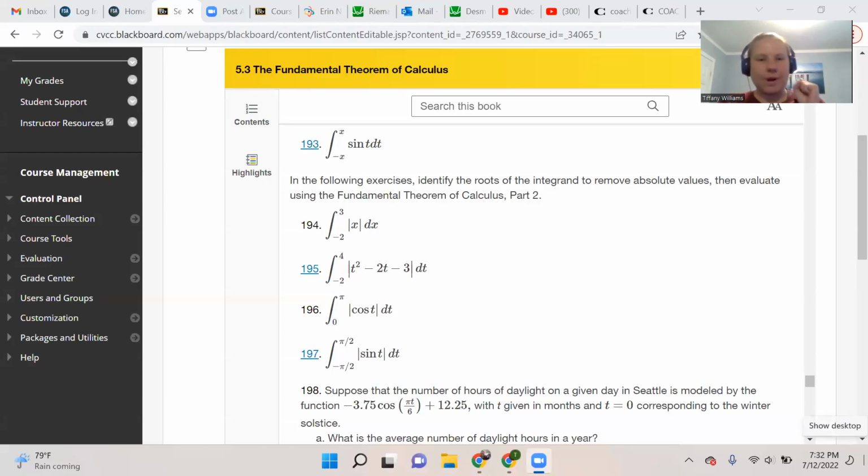Right, so I'm going to do two more problems. I'm going to do 195 and 199. So number 195, it says in the following exercises, identify the roots of the integrand to remove absolute values, then evaluate using the fundamental theorem of calculus part 2.